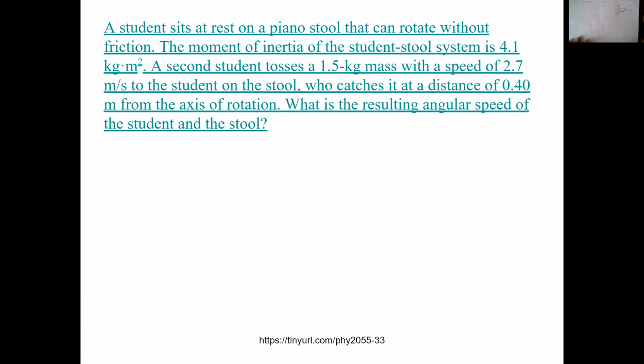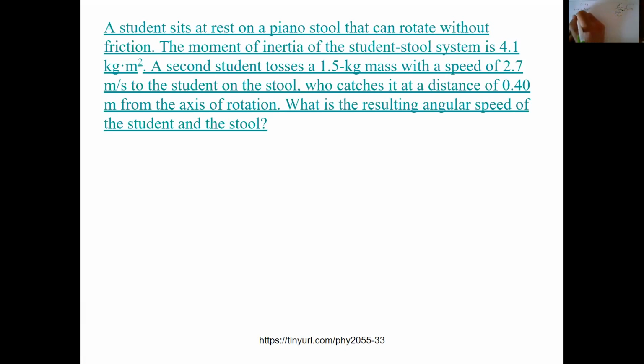So this is an angular collision, so we can apply initial angular momentum equal to final angular momentum. Initial angular momentum will be just rmv, because it's the point mass. Initially, student and stool are at rest, so it's just from the point mass when it's caught. That should equal I of the student-stool plus the mass times the final omega. R and v are given, and we are looking for omega, so we need to figure out the moment of inertia for the student-stool and the point mass combined.